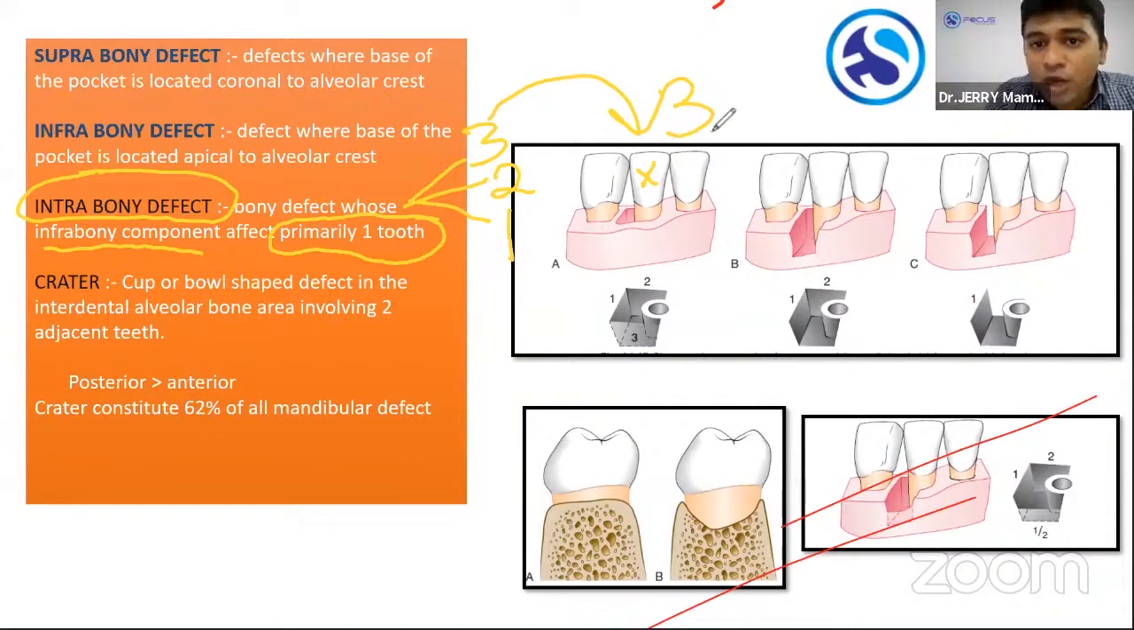Okay, so in a 3-wall defect, you have, what is this? The facial wall. It is intact, right? This facial wall is intact. So 1 wall is present. Good. That is the first wall. Then you have this wall that is present.